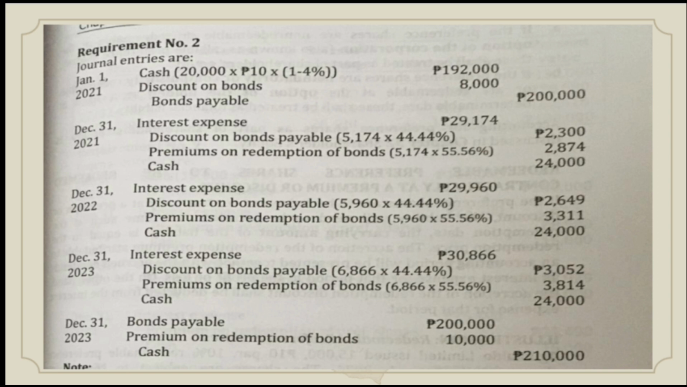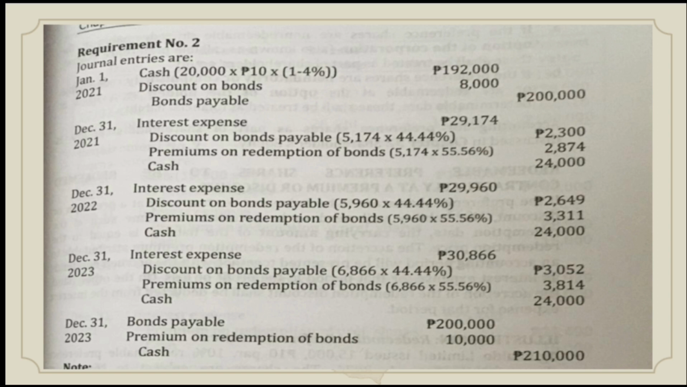And then credit also premium on redemption of bonds nga 2,874. So same lang gihapon ang process, ang imo lang gilahi is ang ilang percent, kay ang percent pa sa premium is 55.56%. And then credit ka cash nga 24,000. So naka-credit ka cash diri nga 24,000 because sa namalagi sa interest payment nga 24,000.